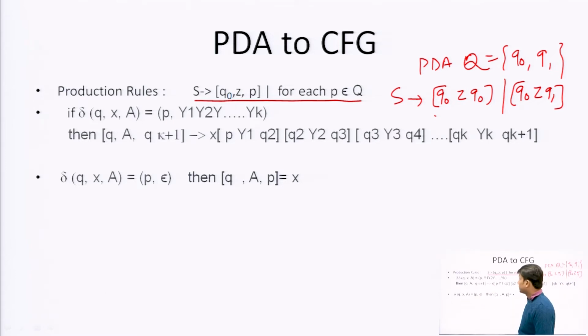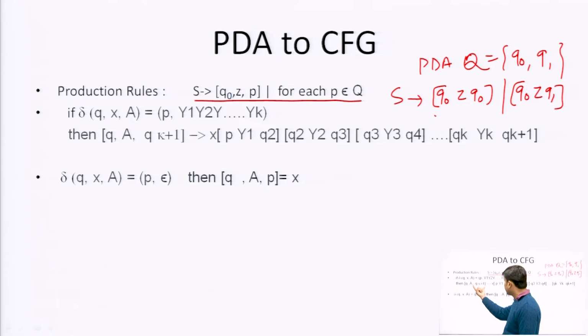Then after that, see here, this is Q, and the input is X and the stack top is A. So here we push Y1, Y2, Y3, like that up to Yk, a number of symbols to push. This means we push some symbols into the stack if the input is X and stack top is A. So what you have to do with this? Then the rule is Q, A, Q_{k+1} and derive.